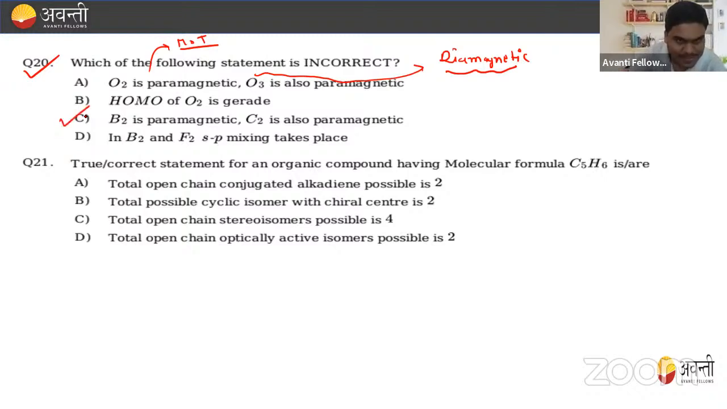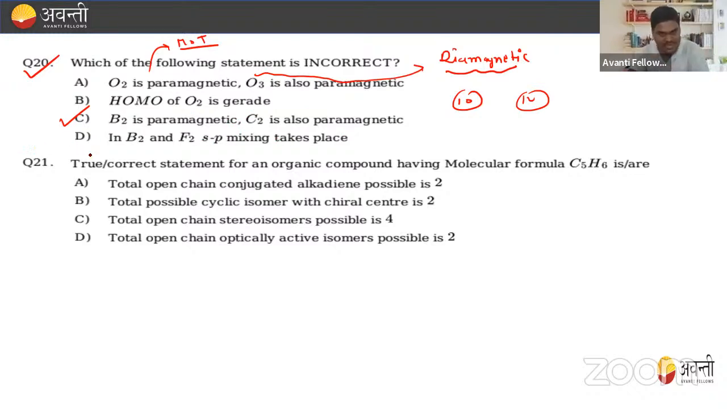Next, B. B2 is paramagnetic, whereas C2 is also paramagnetic. So B2, how many electrons do we have? Boron has 10 electrons, right? And carbon has 12 electrons. So B2 and C2, these are the wrong statements because B2 is paramagnetic having unpaired electrons, and C2 is diamagnetic. So C2 is diamagnetic, not paramagnetic, right? So this is also incorrect.